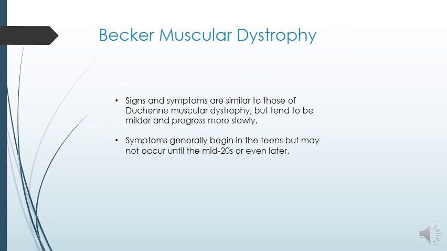The signs and symptoms of Becker muscular dystrophy are similar to those of Duchenne, but tend to be milder and progress more slowly. The symptoms for this disorder generally begin in the teens, but may not occur until the mid-20s or even later.